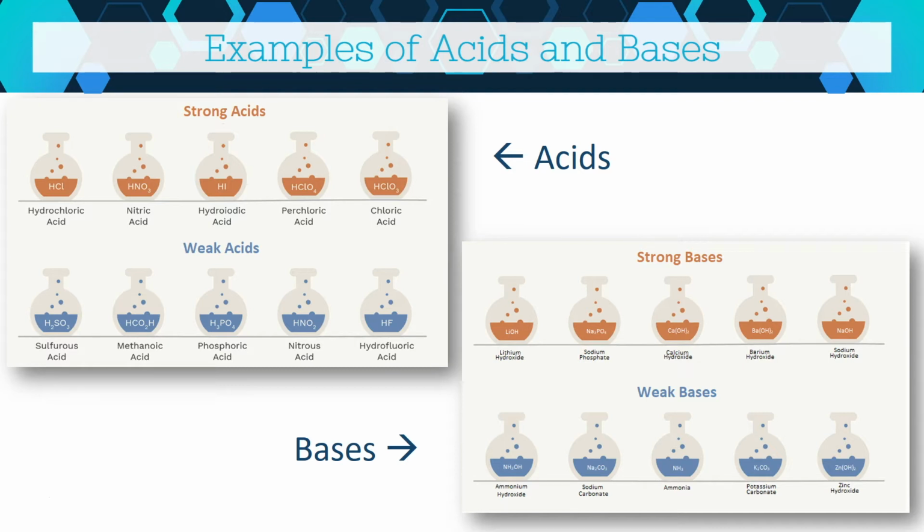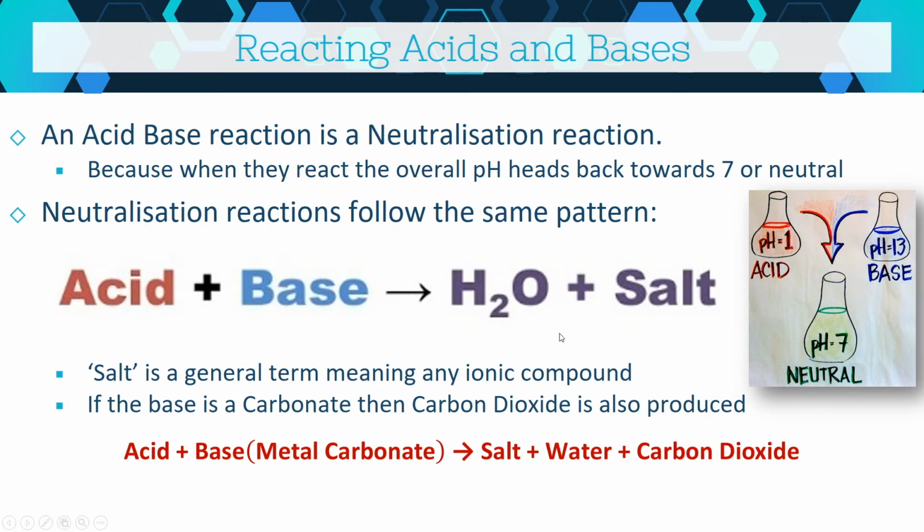Now let's talk about what happens when you react them together. When you react an acid and base together, it is a neutralization reaction. The reason for this is they completely counteract each other on an atomic level, and they end up bringing the pH towards 7, or towards neutral, hence they're being neutralized. Now, how strong the acid or the base that you add is, how concentrated it is, and how much of it you add is going to dictate whether or not you actually get to 7.